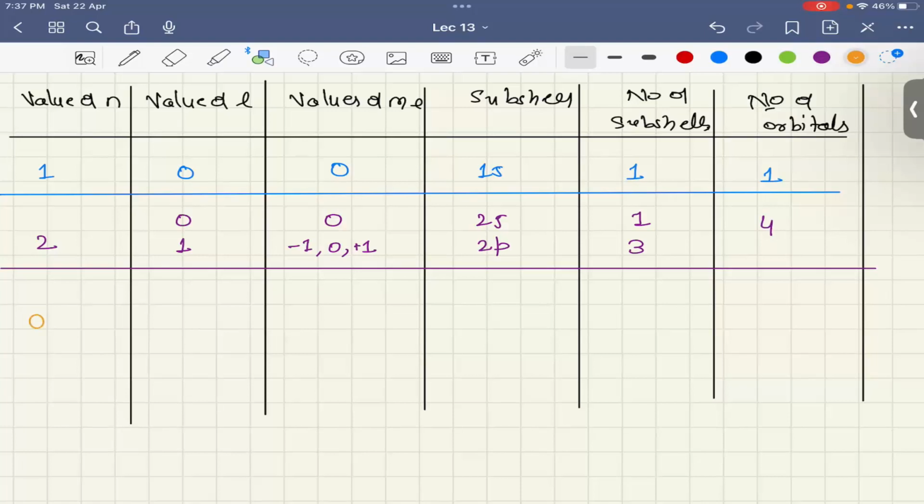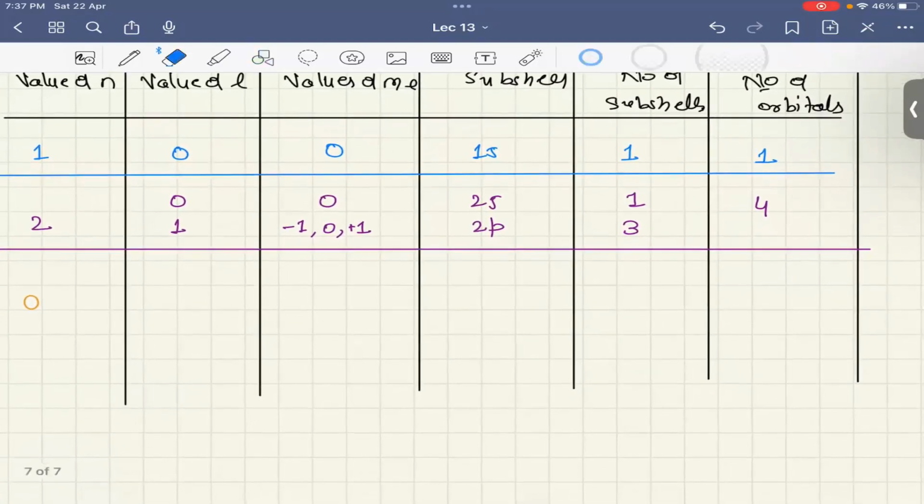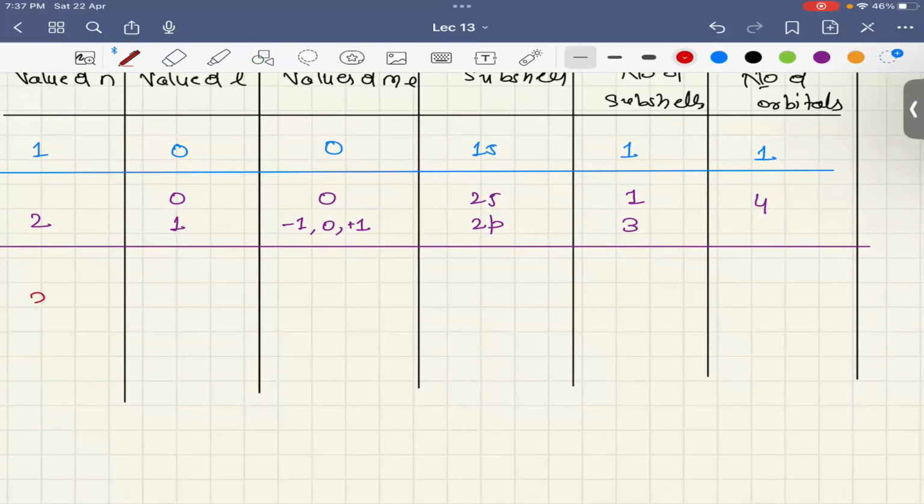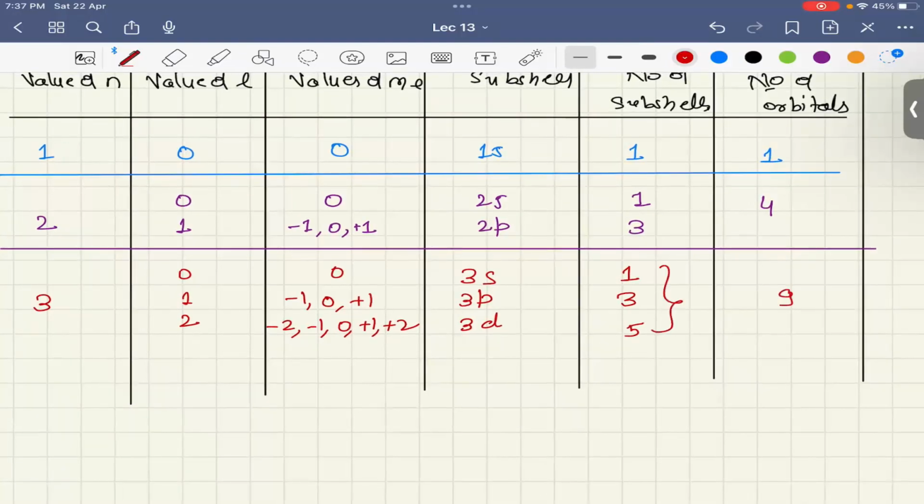For third, let us use red color. So for n is equal to 3, we have possible values of l as 0, 1, 2. This is 0, minus 1, then here it will be 0, then plus 1. Here minus 2, minus 1, 0, plus 1, plus 2, right? This is called as 3s, 3p, 3d. We have 1, 3, 5, and in total it is going to be 9, right?